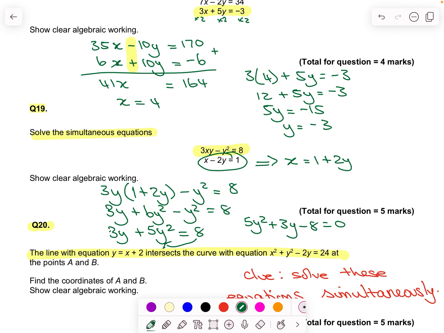So 5 times minus 8 is minus 40. So two numbers that multiply to make minus 40 but add to make 3. That would be positive 8 and minus 3. No, minus 5. I don't know why I said that. Minus 5. So positive 8 and minus 5.